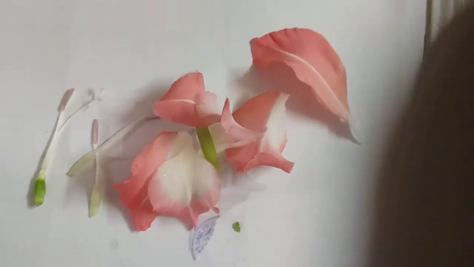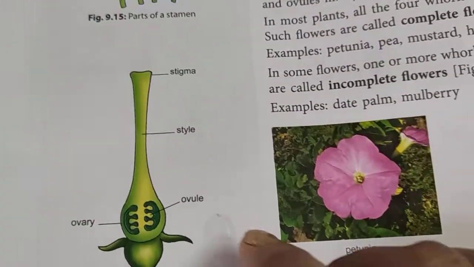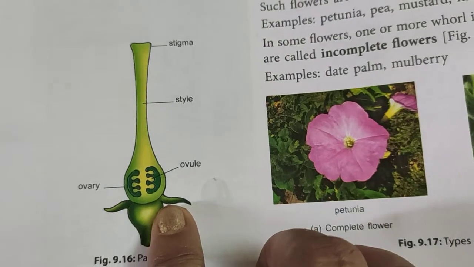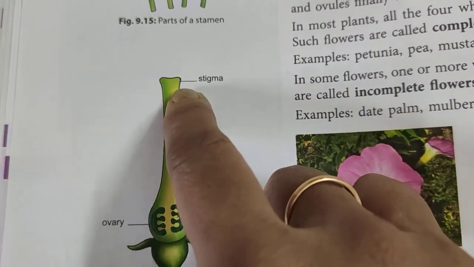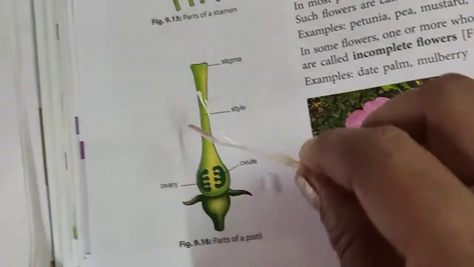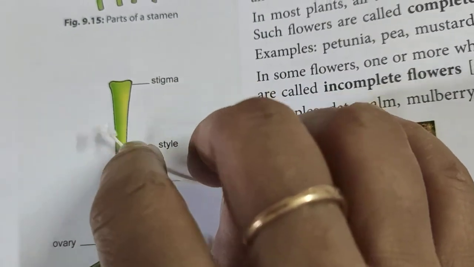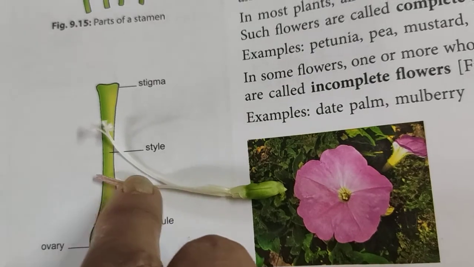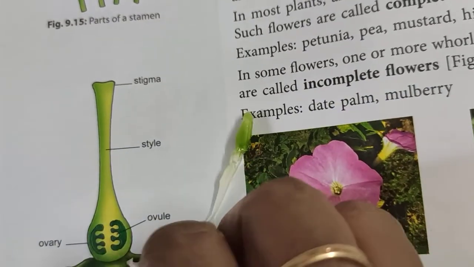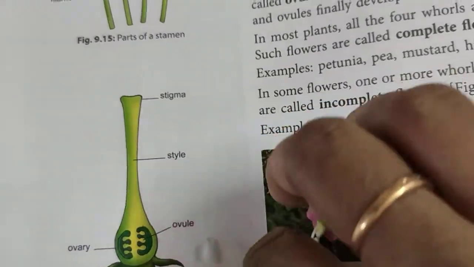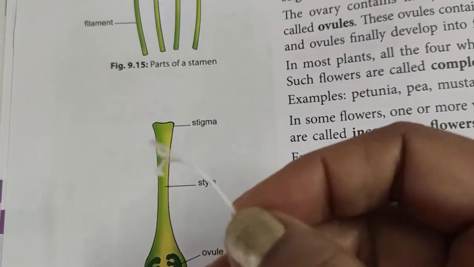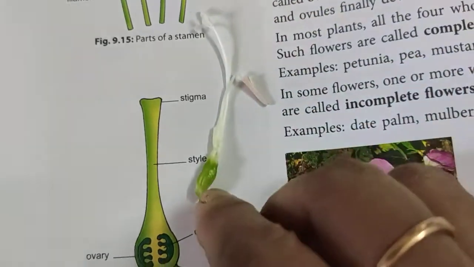Now see, this is the pistil, that is the female reproductive part. The stigma which I showed you, this is the stigma part. Then this is the style part. This is the female. This is the style part, and below is the ovary. Clear?